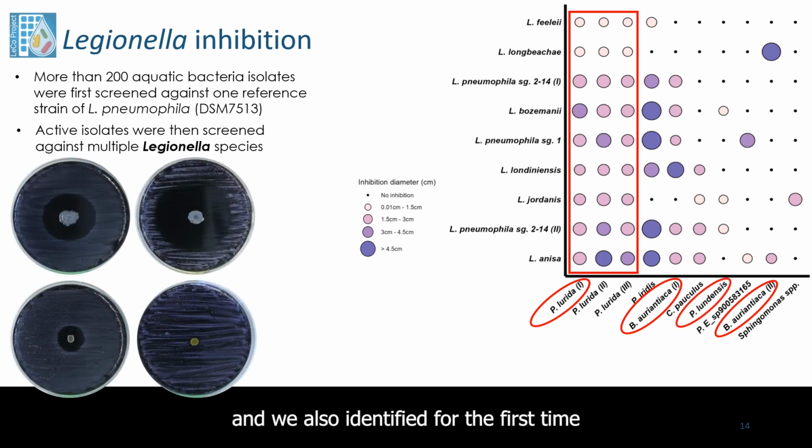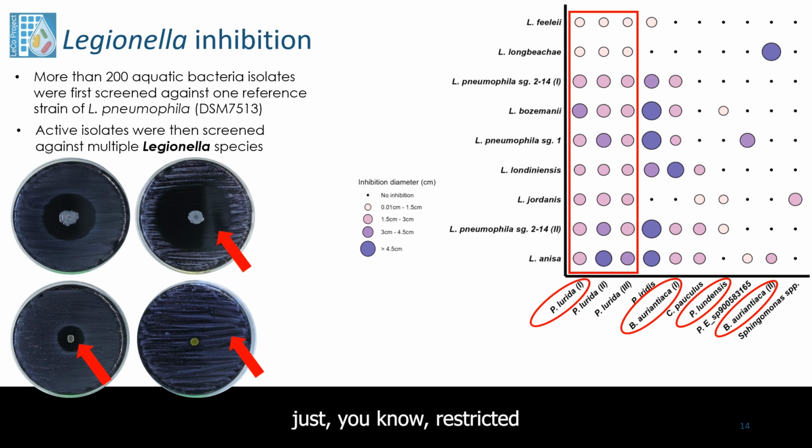And we also identified for the first time some bacteria that are linked to Legionella inhibition, for example, Pseudomonas lundeensis. On the left-hand side of this slide, you can see how a classic inhibition experiment looked. This is called a spot-on-lawn assay, where you can see an inhibition area. It can be either big, like the one indicated here in this figure. This one is the Legionella lawn underneath, and where the arrow is indicating, there is no inhibition in this plate. Sometimes the inhibition can be just restricted or limited to a certain area.